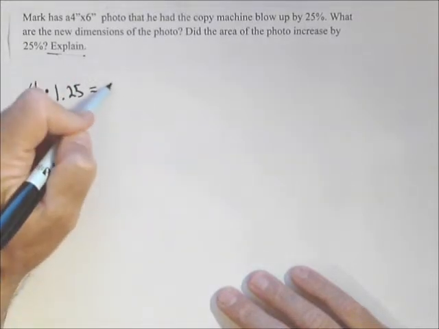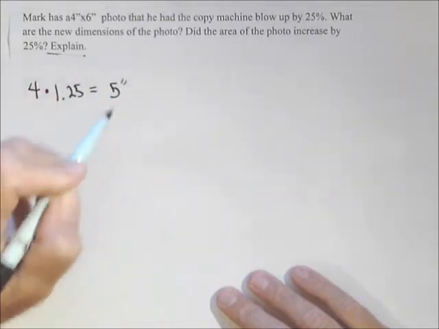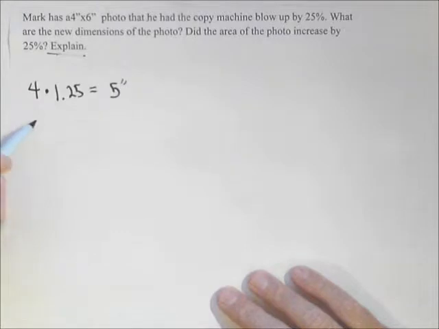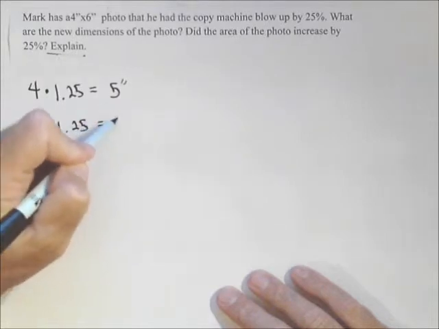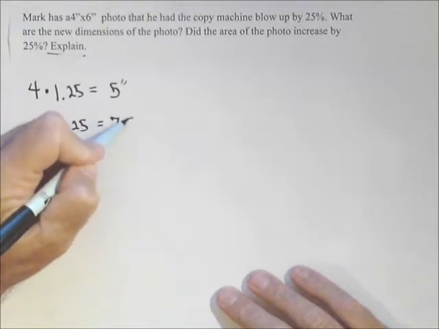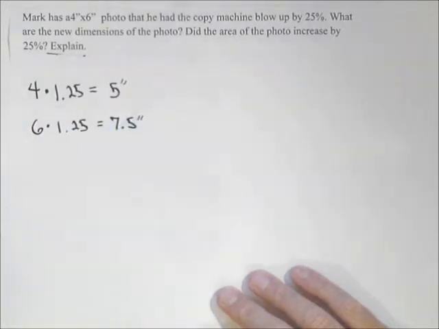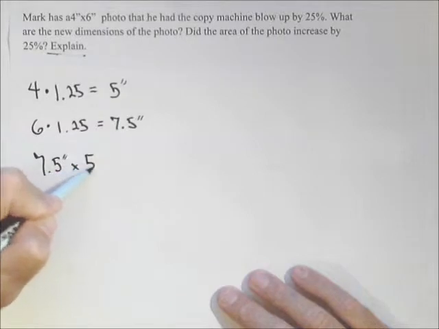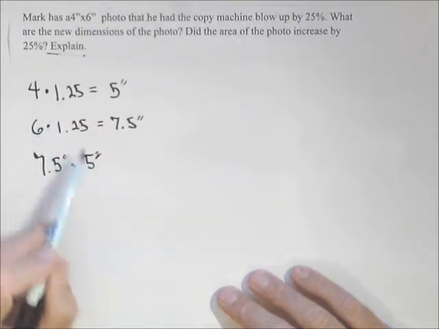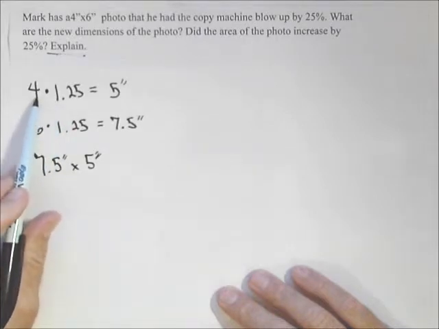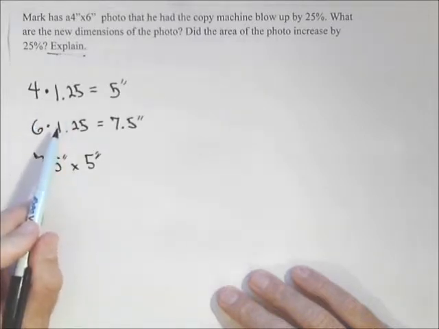Multiplying 4 by 1.25, we get 5 inches. We can do the same thing with 6. It's also being increased by 25%, which gives us 7.5 inches. So our new photo is 7.5 inches by 5 inches. That's what we would get out of the copy machine, and it still maintains that same ratio because we scaled both sides by the same factor.